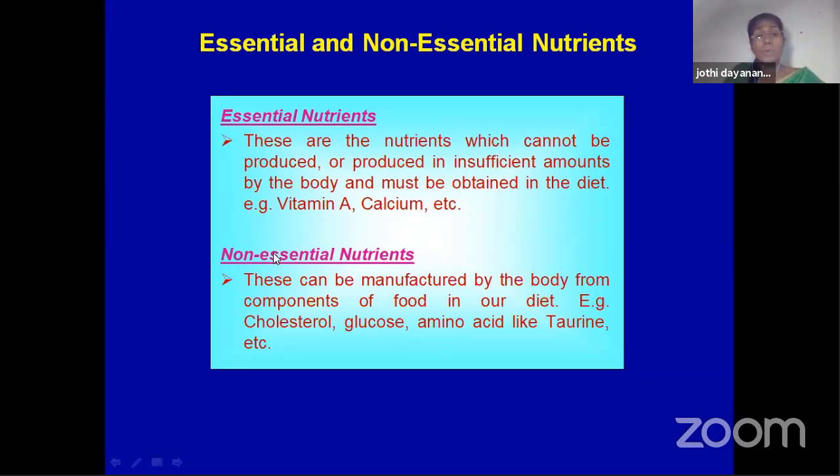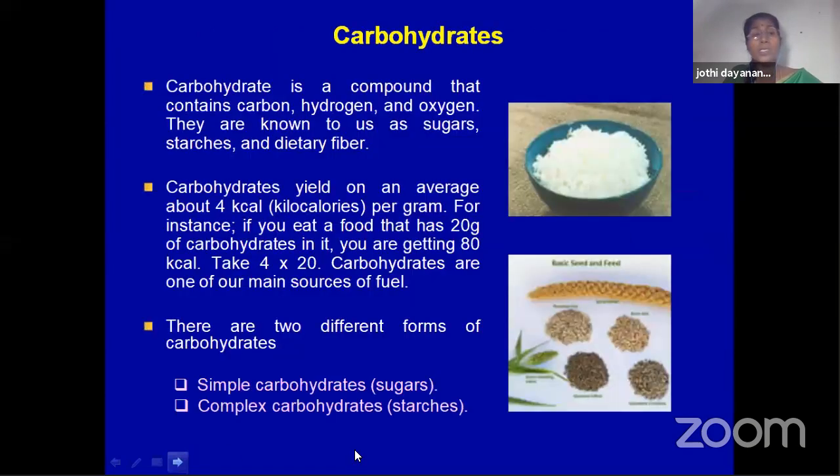So what are the non-essential nutrients? These can be manufactured by the body from the components of food in our diet. Examples: cholesterol, glucose, amino acid. All these things can be produced by our body. Now, what is carbohydrate?